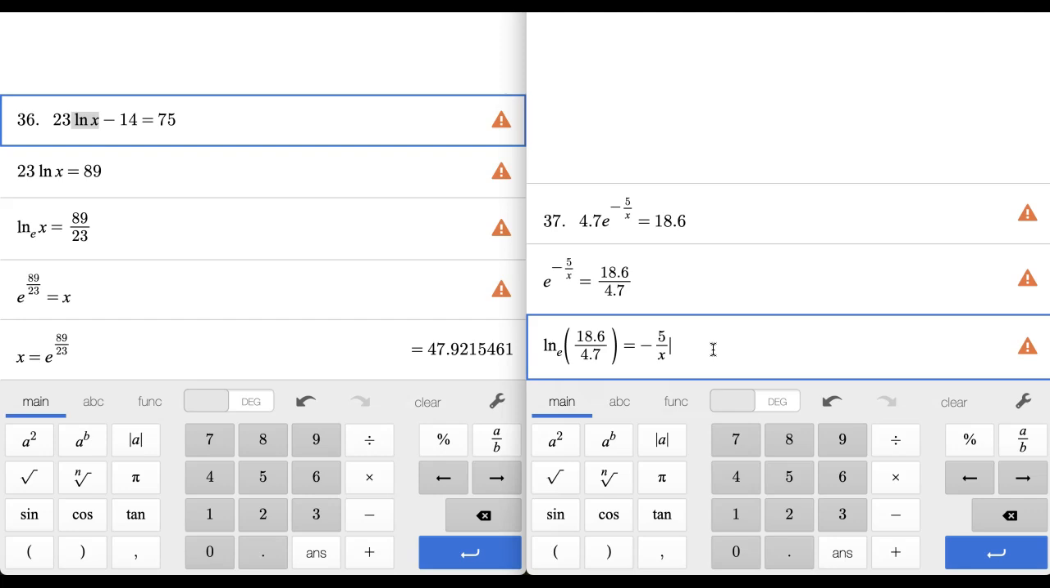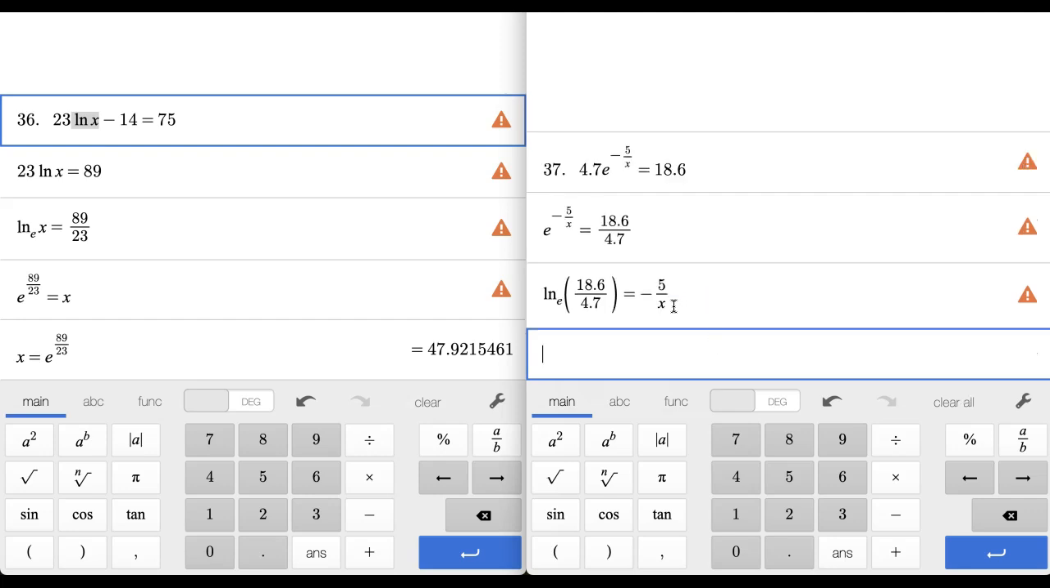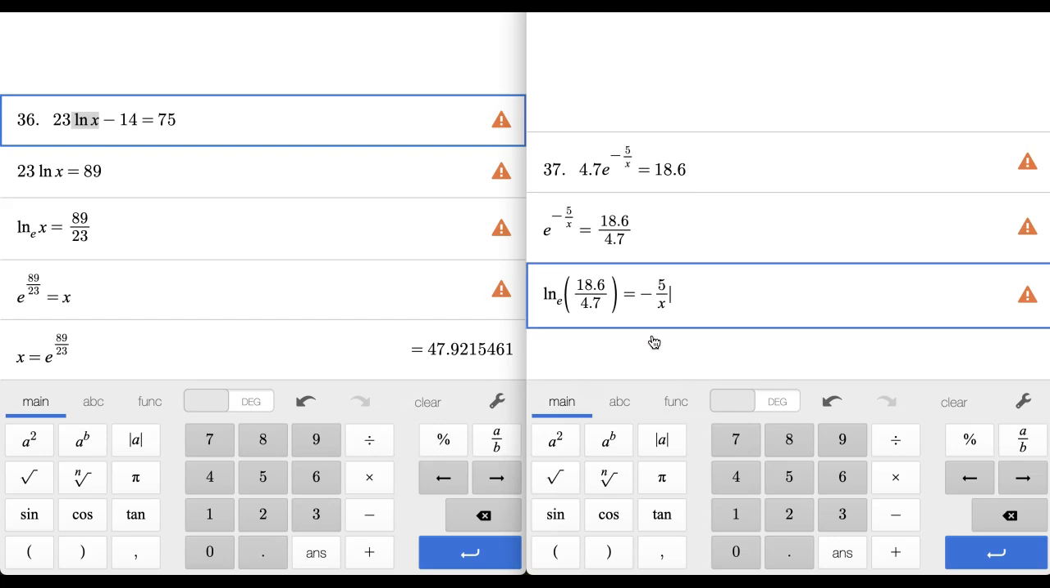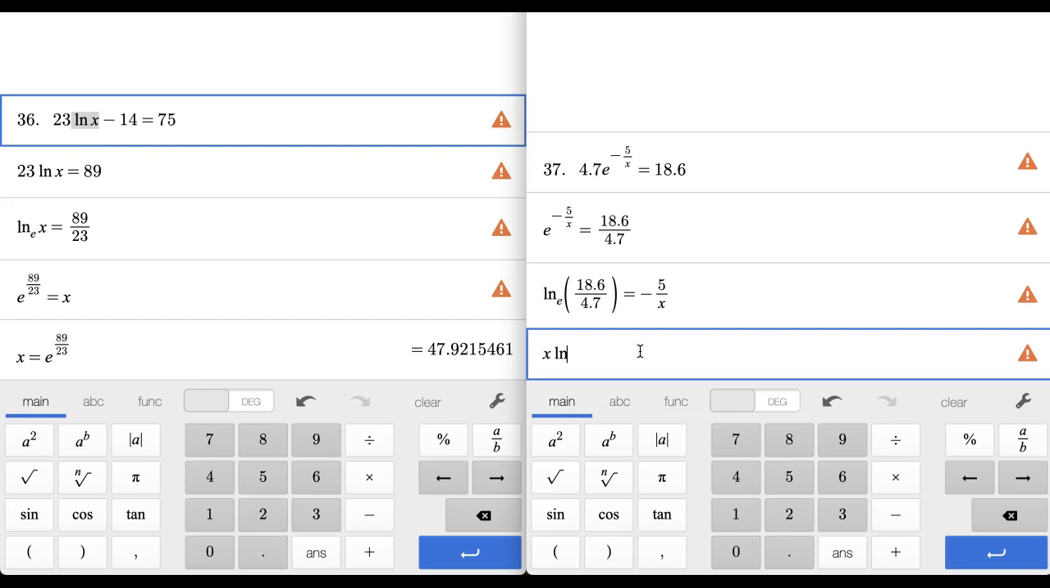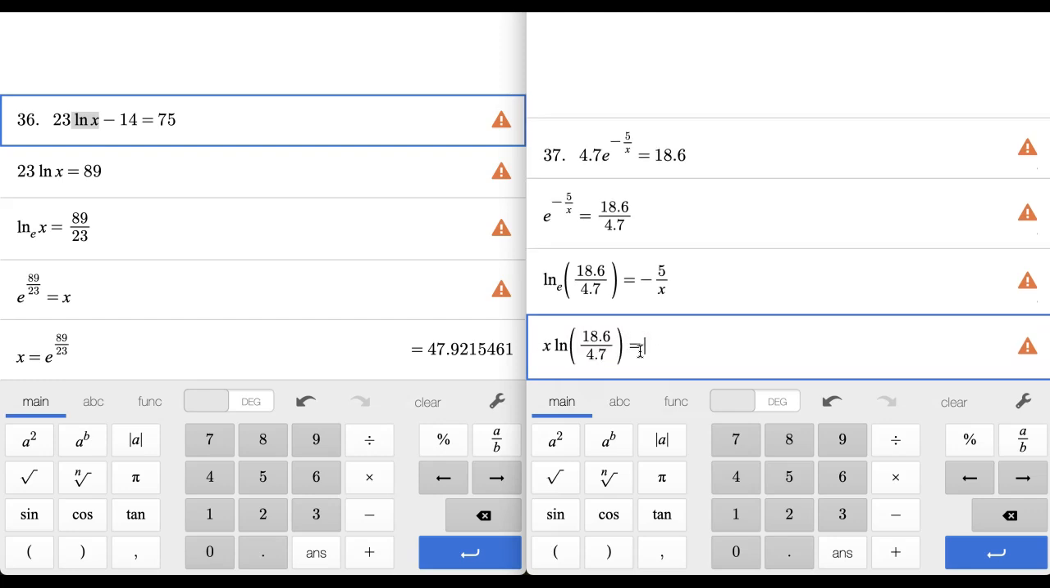All right, so now we just have to isolate x. It's in the denominator on the right side. Let's get it out of the denominator. I'm just going to multiply both sides by x, right? So this becomes x ln of 18.6 over 4.7 equals negative 5. Okay, it looks like I complicated the left side, but the important thing is x is now in the numerator position, which is what we want.